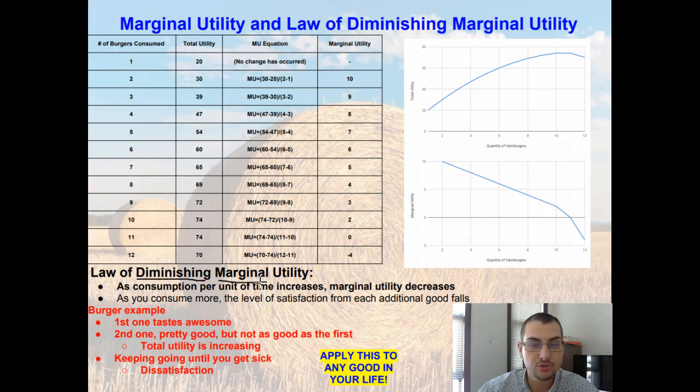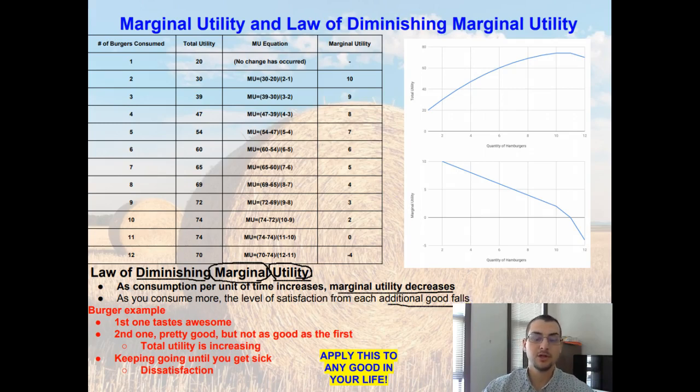Another word for marginal is change. Another word for marginal is additional. Utility also means satisfaction. So we're looking at the law of diminishing additional satisfaction. This law states that as consumption per unit of time increases, marginal utility decreases. Basically, as you consume more, the level of satisfaction from each additional good falls.